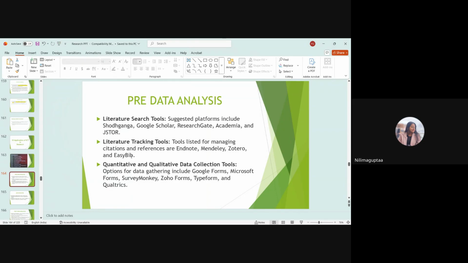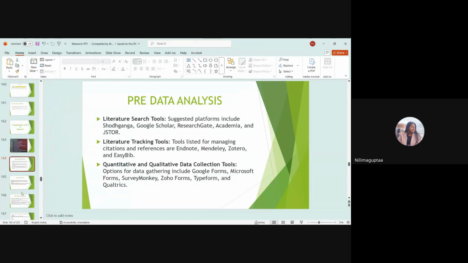It will be making your work easy. And then pre-data analysis, when we have not yet collected the data. Once we collect the data, we use various tools, after having all those 300, 400 sample surveys. When we collect data, we use software like Google Form, one of the very basic things. Apart from that, we have Microsoft Form, SurveyMonkey, Zoho Forms, Typeform, and Qualtrics, a very high performing data collection tool which is rarely used. This was about pre-data analysis.